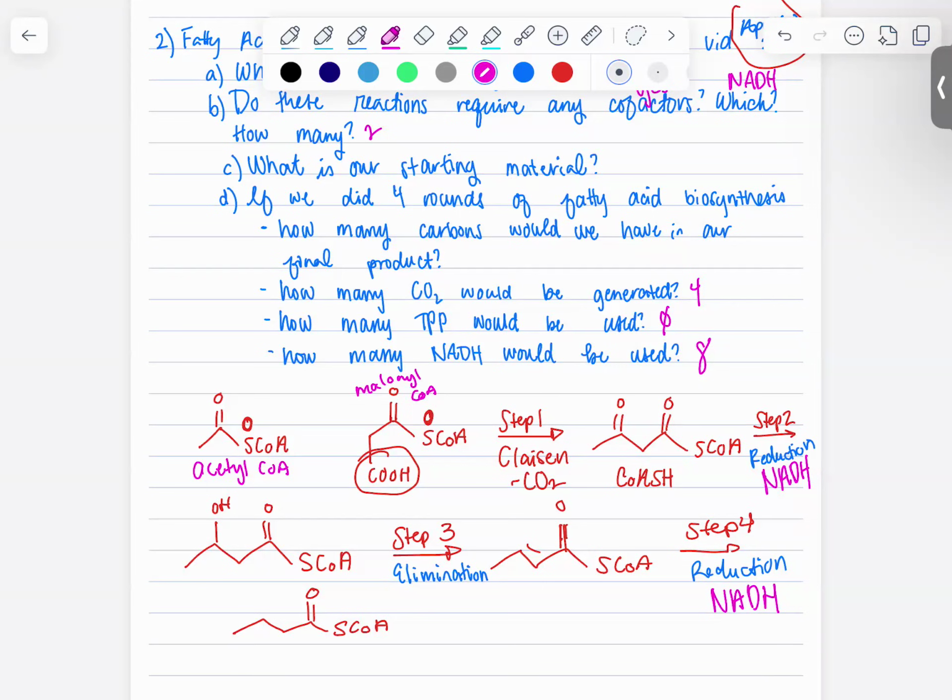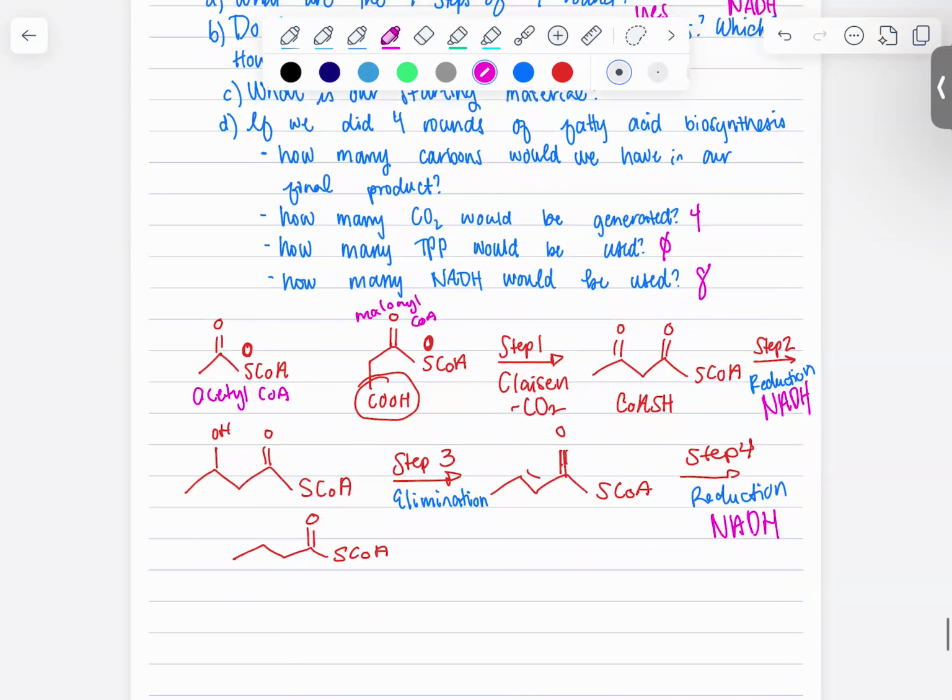8 is not correct. In our first round, we have 4 carbons. Then we add 2, then we add 2, then we add 2. So we end with 10. In each additional round of fatty acid biosynthesis, we'll take this molecule and keep adding on 2 carbons.